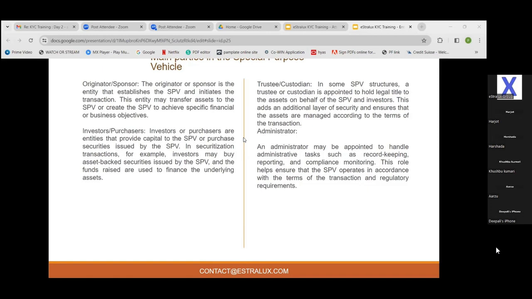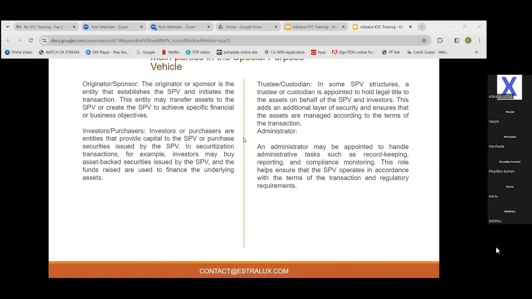Then the trustee or the custodian. A trustee is appointed to hold the legal title of the assets on behalf of the SPV and investors. There has to be someone who holds the legal title of the assets. We can't just create an organization and give assets or invested capital in its name. There has to be someone who holds that title, so that is a trustee or a custodian.